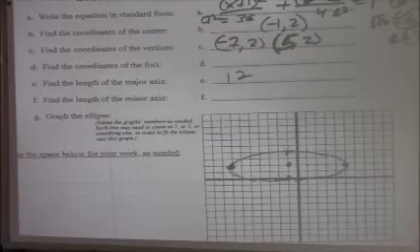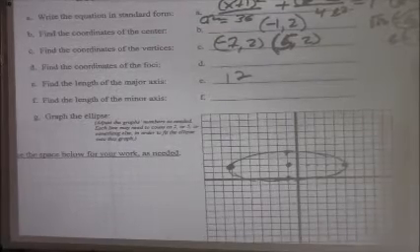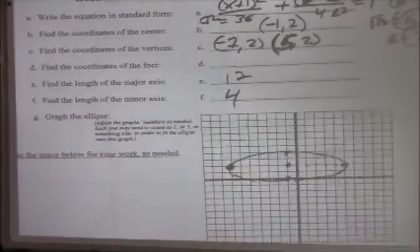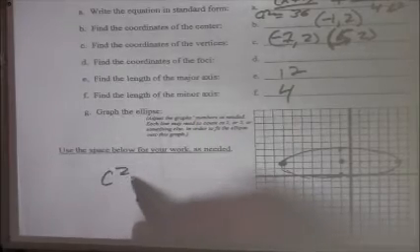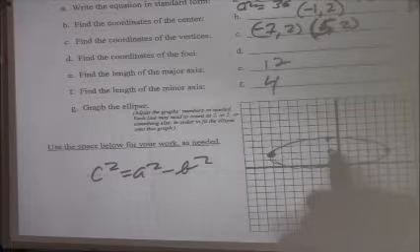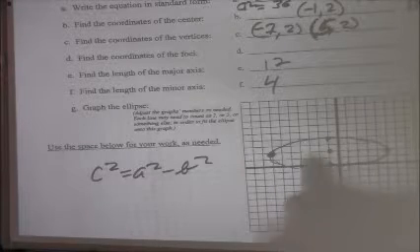Didn't expect to make mistakes. Thanks for catching that. The minor axis was 2 and another 2, so it's 4. Now, the focus points. This is where c squared equals a squared minus b squared comes in, because I need to know how far to move away from the center.